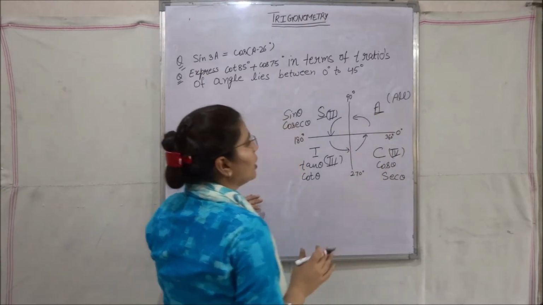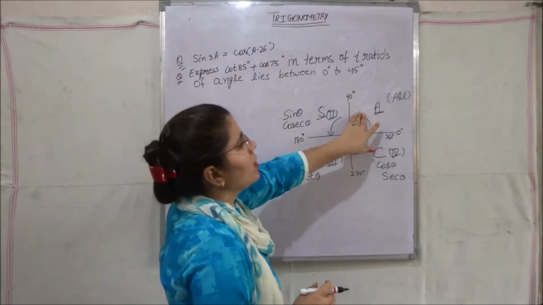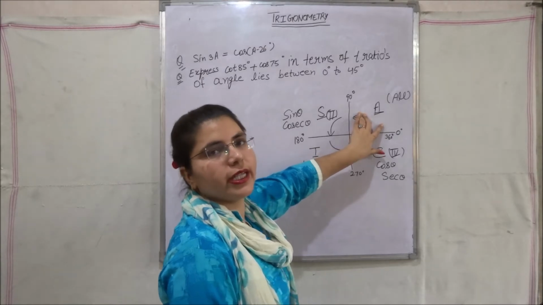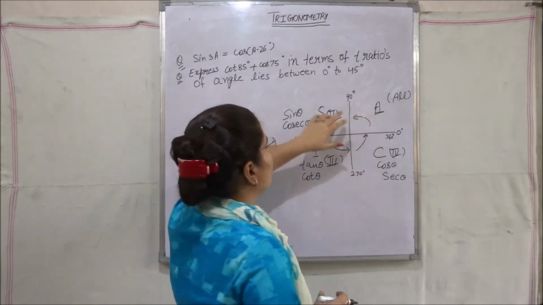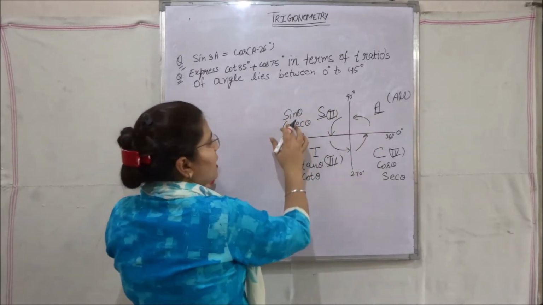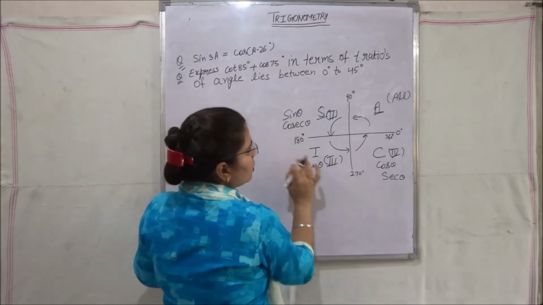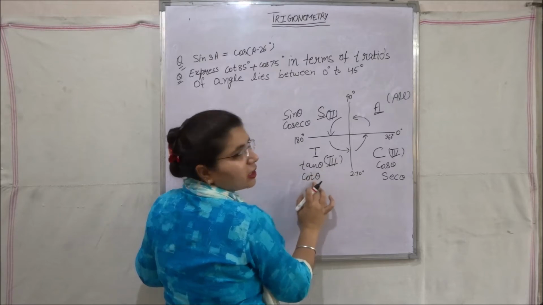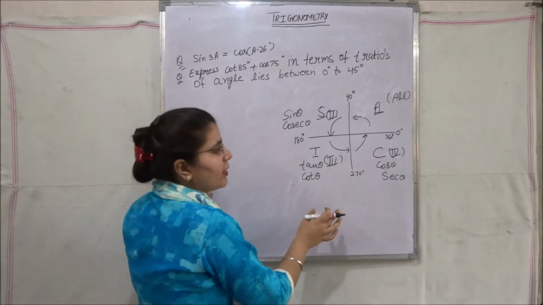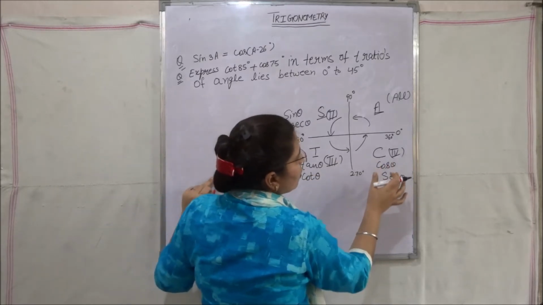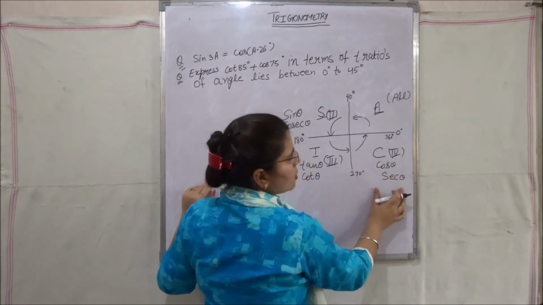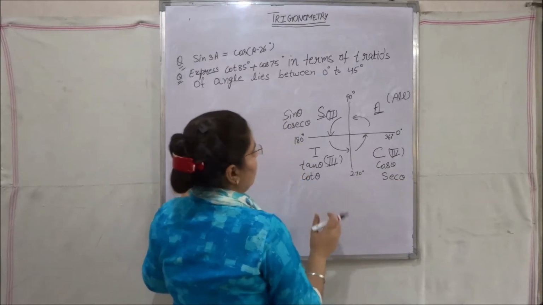All stands for 0 to 90°. In the first quadrant all the T ratios are positive. In the second quadrant sin theta and cosecant theta are positive, the rest will be negative. In the third quadrant tan theta and cot theta are positive, the rest will be negative. And in the fourth quadrant cos theta and secant theta will be positive, the rest will be negative.